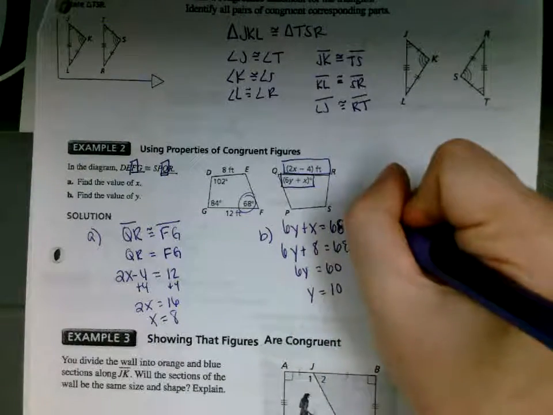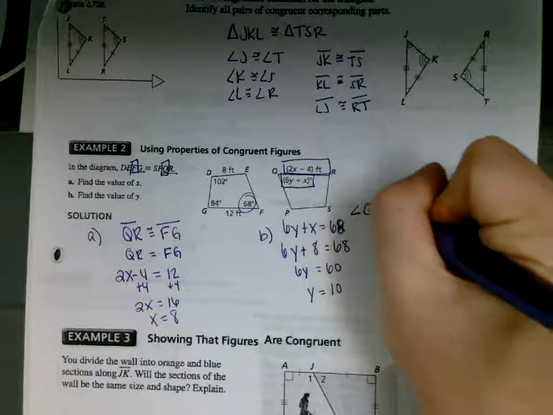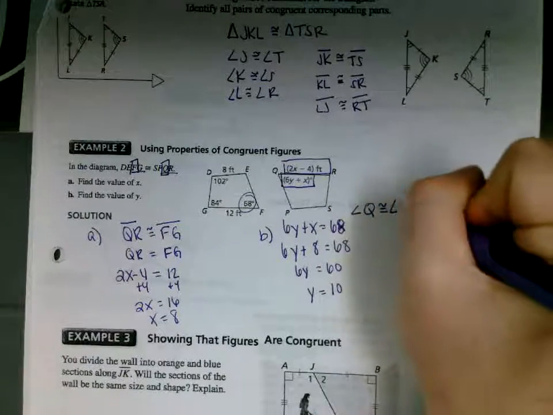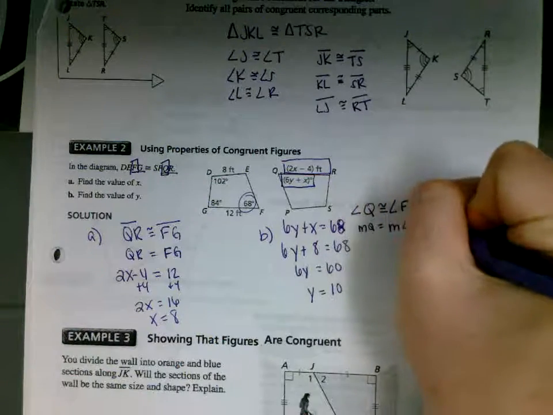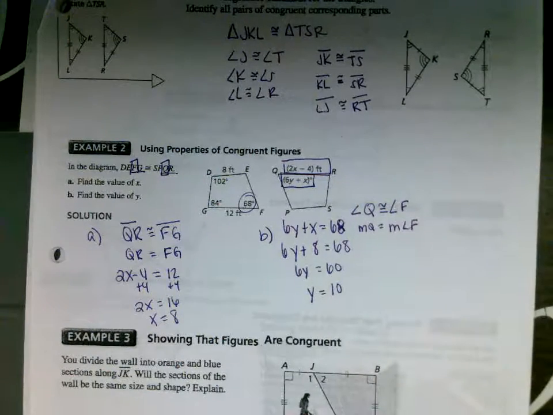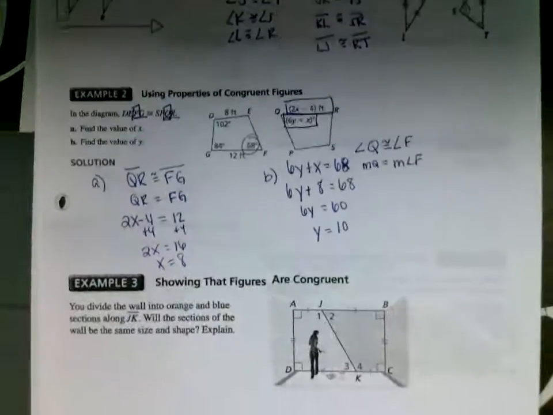And again, the reason why I knew this was I knew that angle Q was congruent to angle F, which means that the measure of angle Q equals the measure of angle F. If you want to add that there to the top.